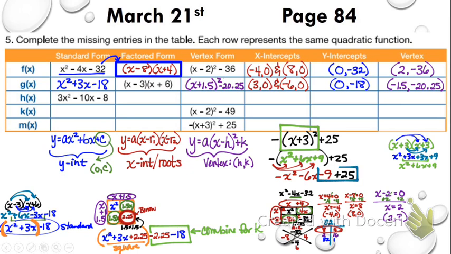And then I combine these two for my c. So I have negative x squared minus 6x. What do I get when I combine those two together? Positive 16. So where is my y-intercept? Yep, 0 and positive 16.